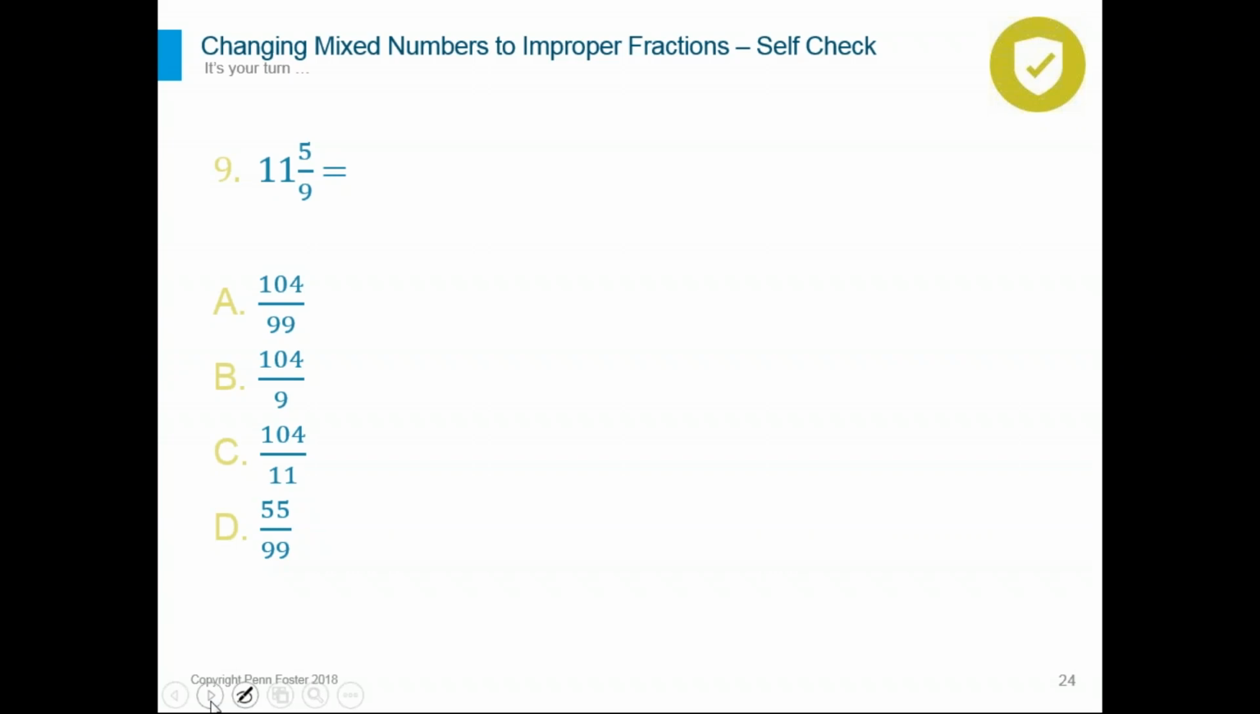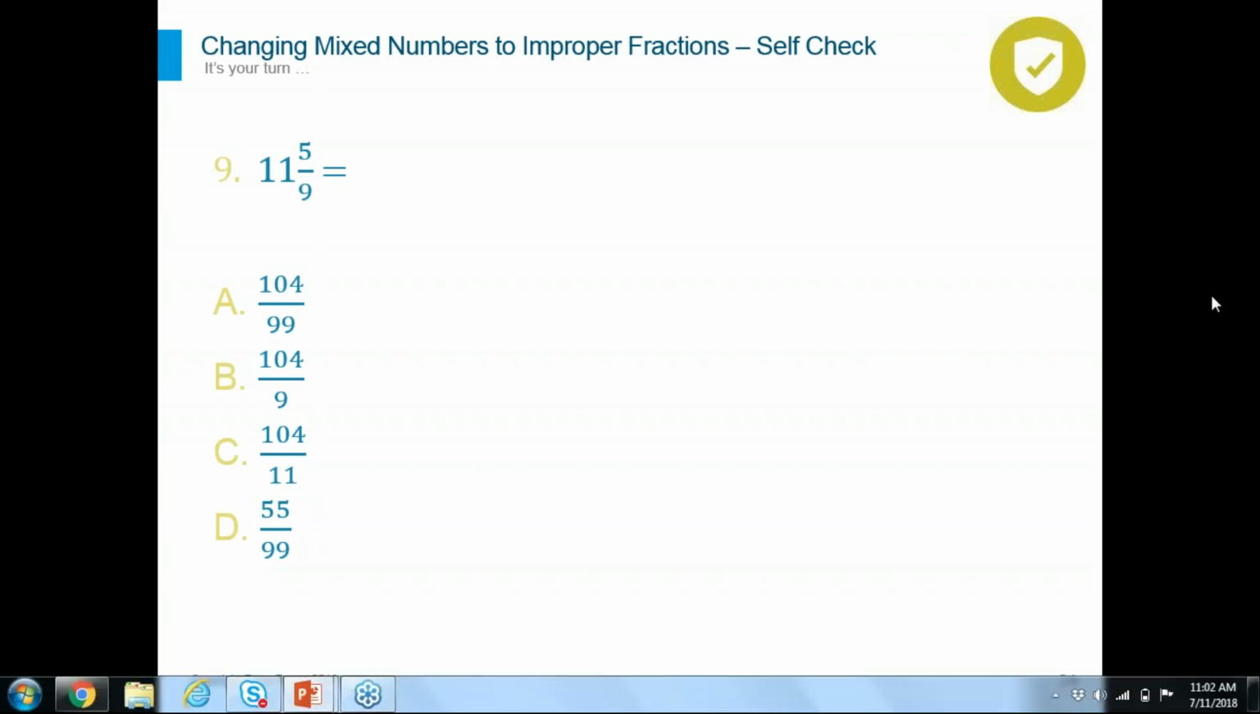In the previous topic, when we changed the improper fraction to a mixed number, we divided and subtracted. In this topic, we do the other way around and we do the opposite operations. We multiply and add instead of dividing and subtracting. Which improper fraction is the right representation of the mixed number given? And here is the question.